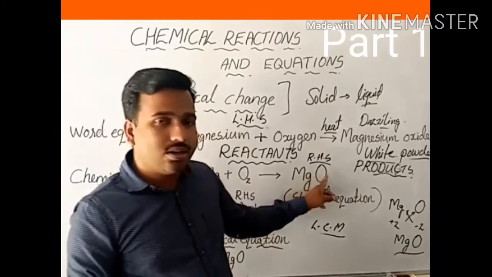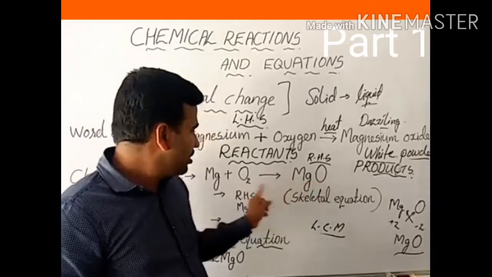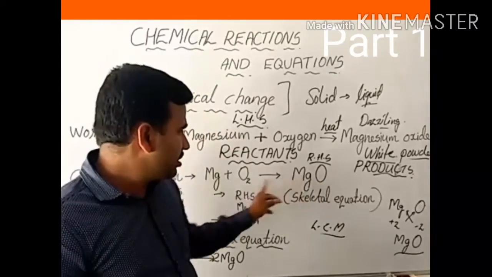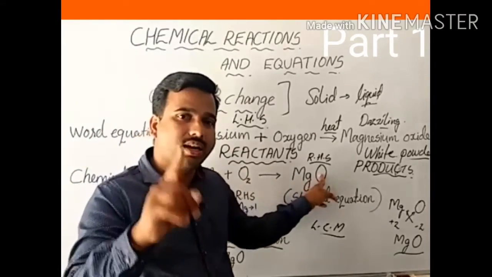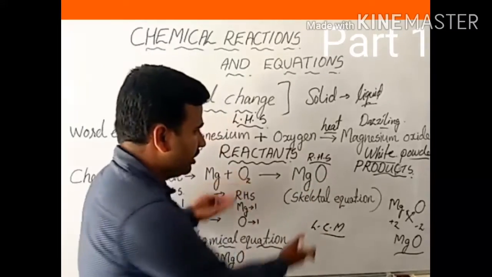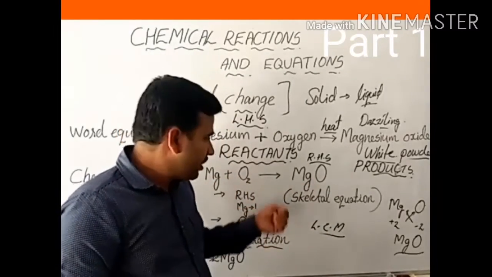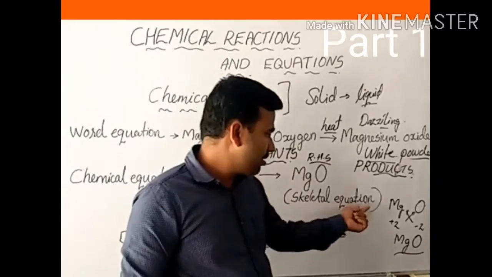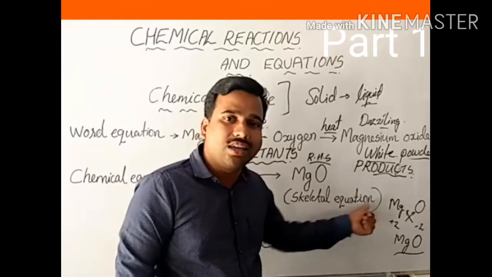So MgO, magnesium oxide. Here one atom of magnesium is there and only a single atom of oxygen. So is it balanced? No. So such type of equation is known as skeletal equation.